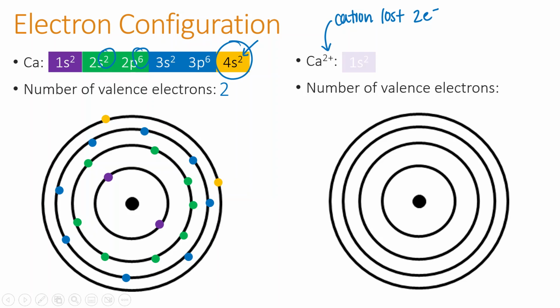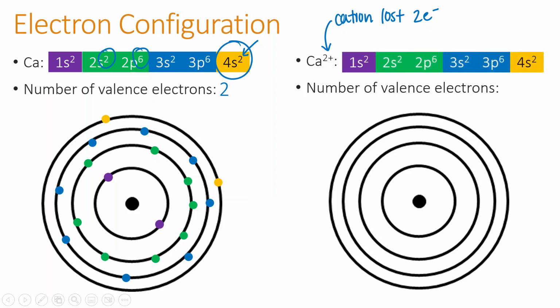So the electron configuration for normal calcium is this. But this is calcium plus 2, and we have lost these outermost valence electrons. So now my highest energy level is energy level 3, and that has a total of 8 electrons in it. So my first energy level has 2, my second has 8, my third has 8.